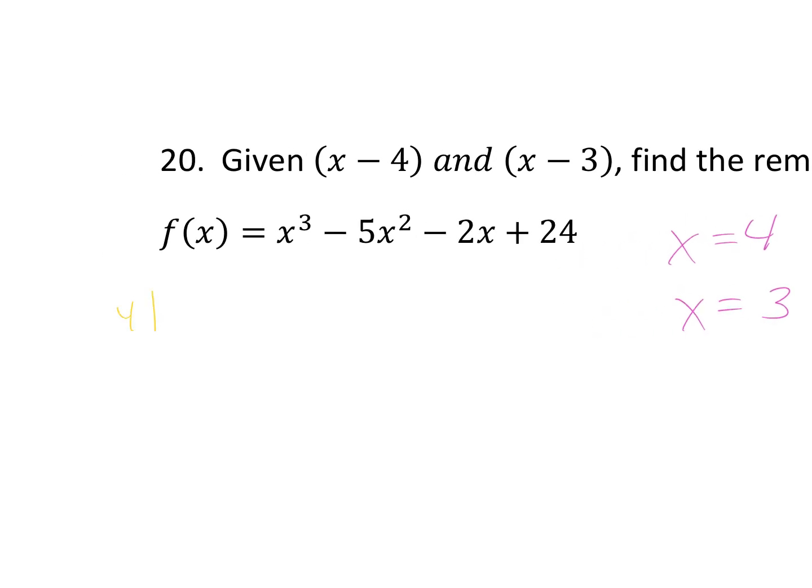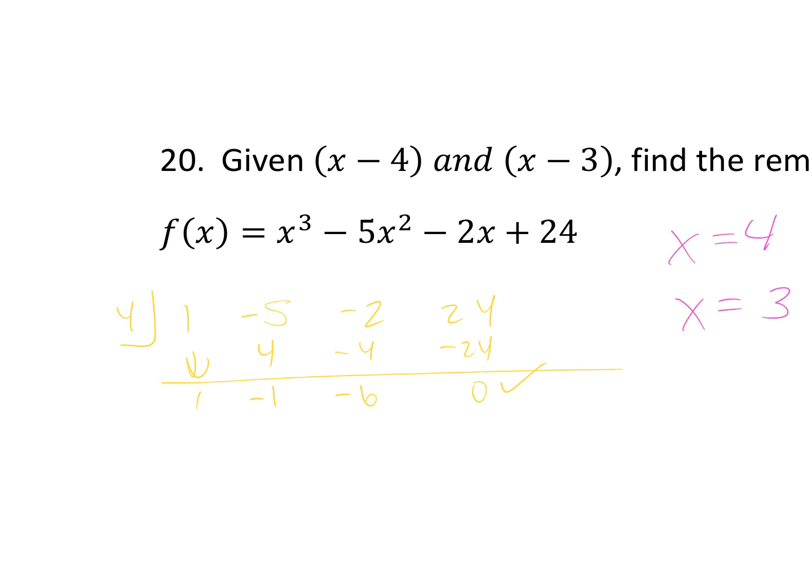I'm going to go ahead and just use 4. So I'm going to write out my coefficients. 1, -5, -2, and 24. So bring down 1. 1 times 4 is 4. -5 and 4 is -1. -1 and 4 is -4. -2 and -4 is -6. -6 and 4 is -24. And my remainder is 0, which we already knew.